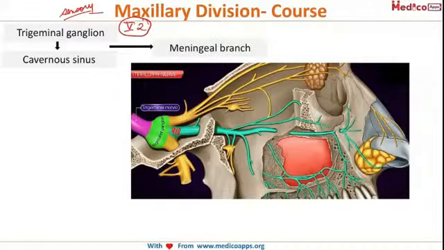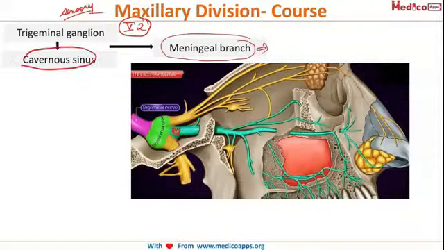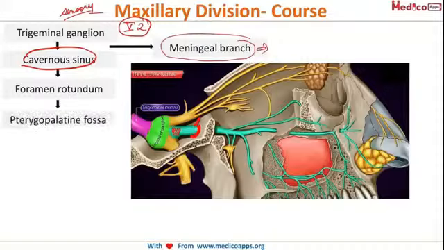Before it exits the cranial cavity, it gives out a meningeal branch, which is a sensory branch to the meninges, the dura mater. After it passes through the cavernous sinus, it exits the cranial cavity through the foramen rotundum. This is the foramen rotundum here, and this is the meningeal branch that it gave out, and from there it enters the pterygopalatine fossa.